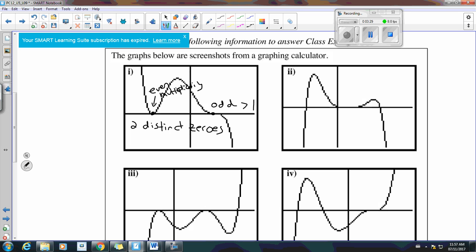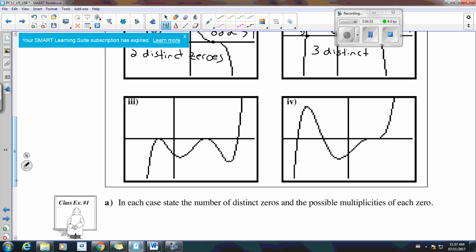The second one here, this one now has 3 distinct zeros. This one here must be multiplicity equal to 1. I'm just going to use an M there because it passes straight through. So if the graph passes straight through the x-axis, we know it's multiplicity 1. We have no other options. It's tangent here, so this must be even multiplicity.